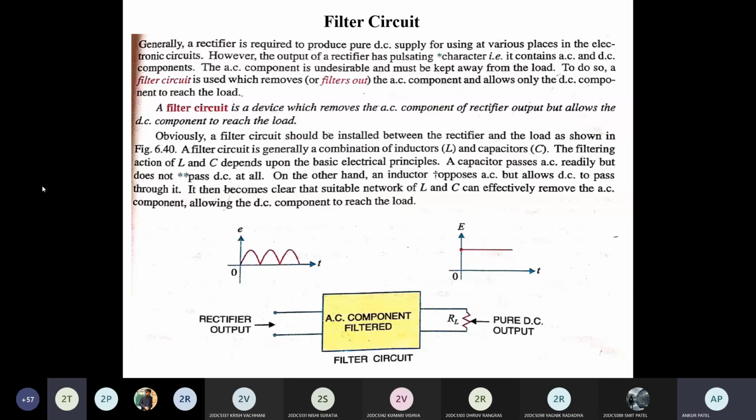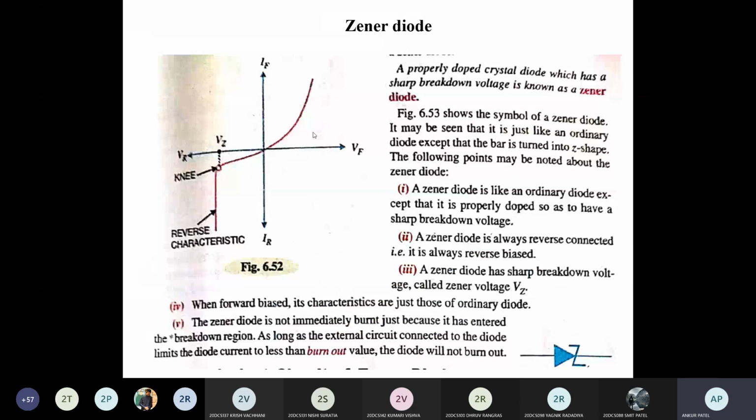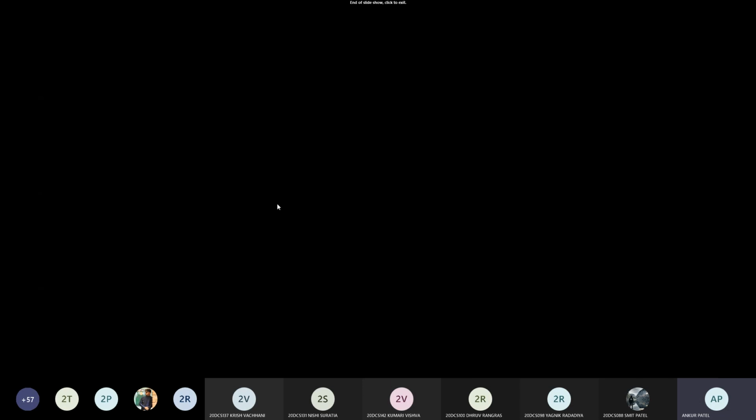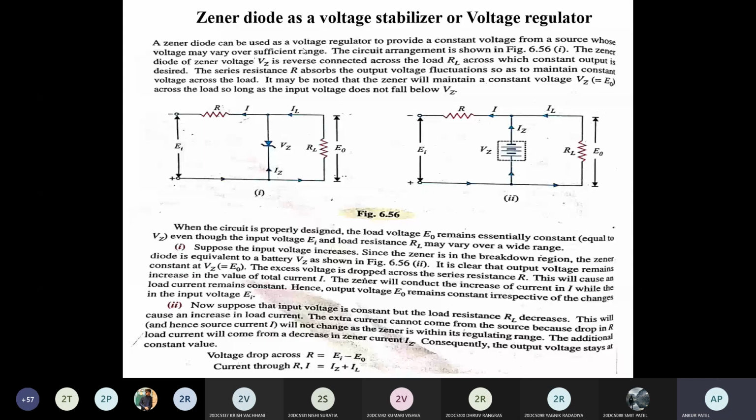Yes, sir, no doubt. Okay, so in the next lecture, we'll see what a Zener diode is and the application of the Zener diode as a voltage regulator or voltage stabilizer. After this, we'll move to the transistor CE, CB, CC configurations, and we'll find some parameters in all three configurations.